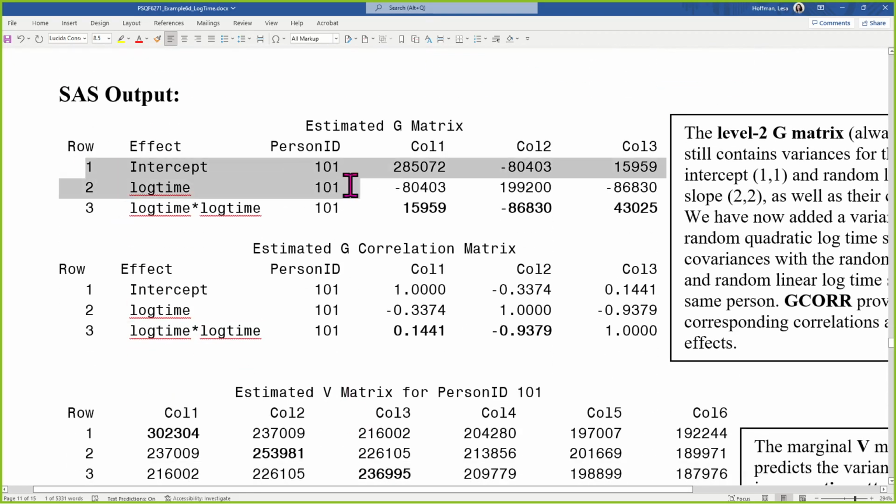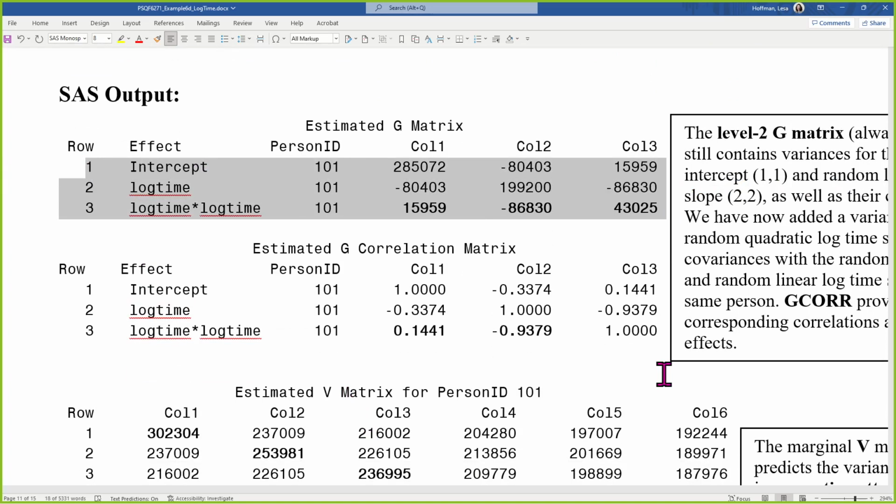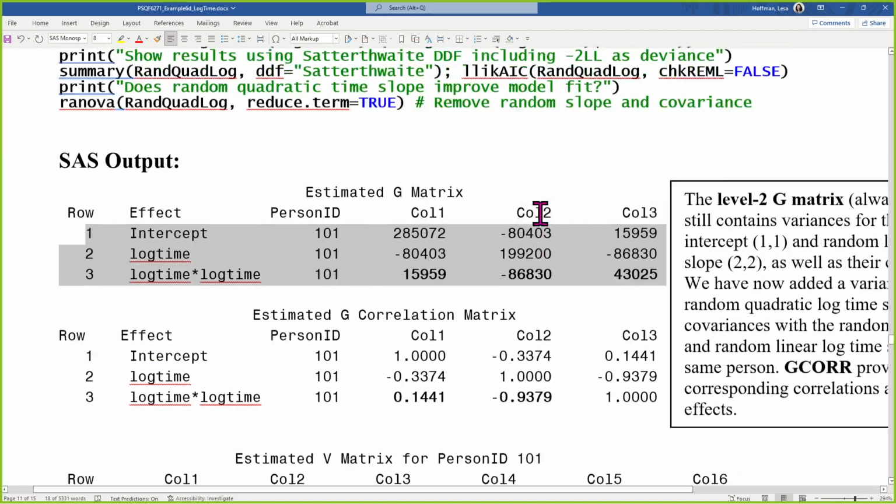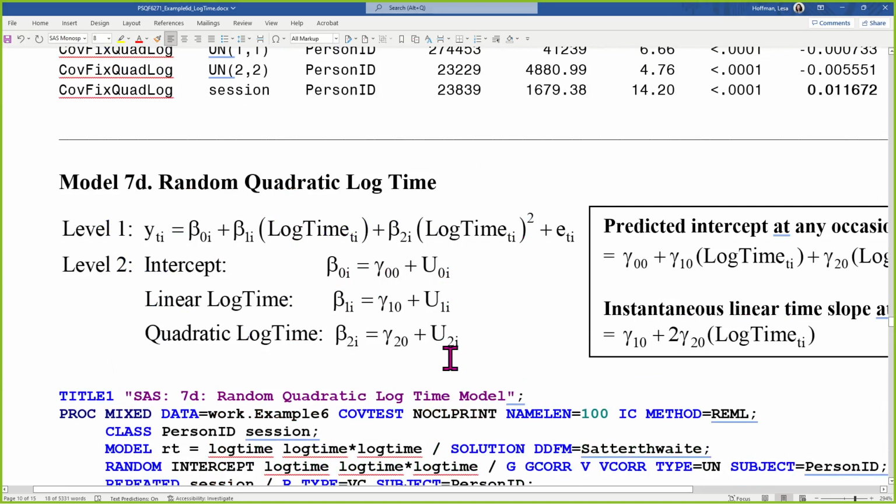So now our model says that people differ from each other in how many ways? Three. And how do you know that? Because I've highlighted the 3 by 3 G matrix. Yeah. So the U's, how many U's are there? Yeah, 3. So people differ from each other in 3 different ways according to this model. Another way to say it is that there are 3 distinct sources of person dependency that are contributing to the correlation of occasions from the same person.